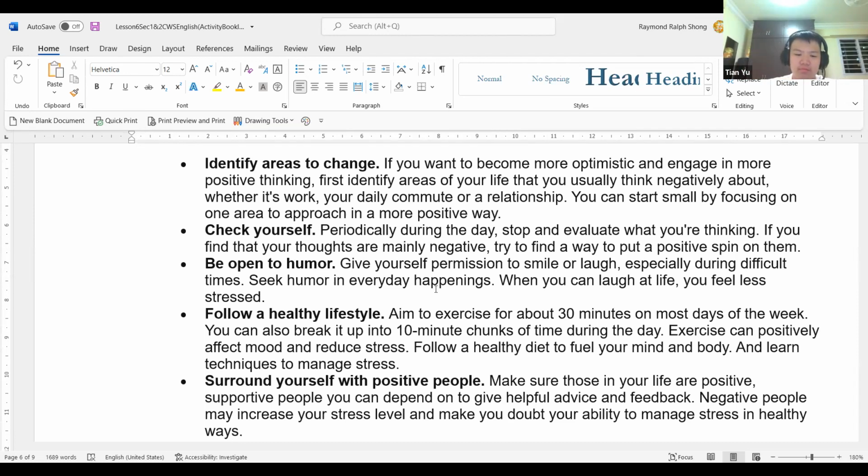Okay, Esther, carry on the first paragraph, then followed by Yishi, the second and third paragraph. Identify areas to change. If you want to become more optimistic and engage in more positive thinking, first identify areas of your life that you usually think negatively about, whether it's work, a daily commute, or a relationship. You can start small by focusing on one area to approach in a more positive way. Exactly.